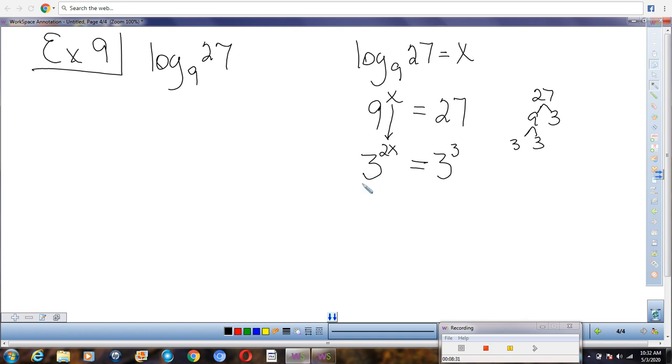Now that the bases are the same, we can set our exponents equal to each other. We have 2x equals 3. Solving this equation, we're going to divide both sides by 2, and x equals 3/2. If you were to type this in your calculator, you will get 1.5, or if you hit math enter, 3/2. However, these steps are the critical ones that we are going to be using in the future.